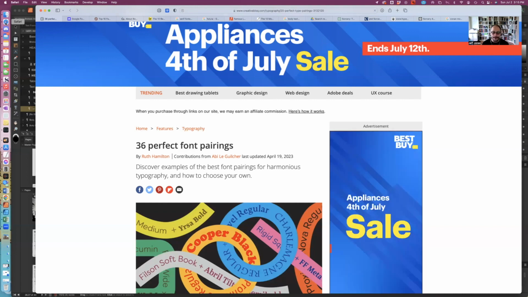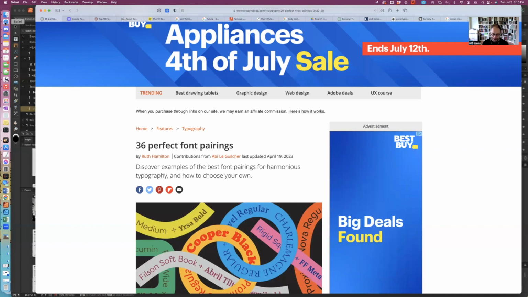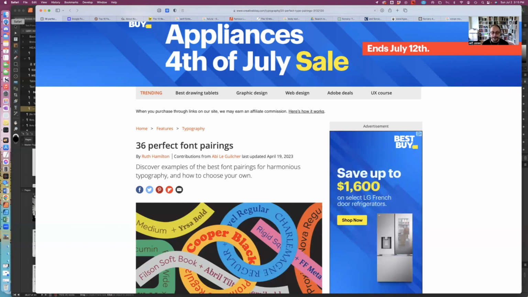Today's discussion is about picking fonts. We've all been there. Pull out a list of fonts. We all probably have hundreds of them on our computer. It's really hard to understand exactly which fonts we should be using when we get a project, especially those of us that are less experienced.